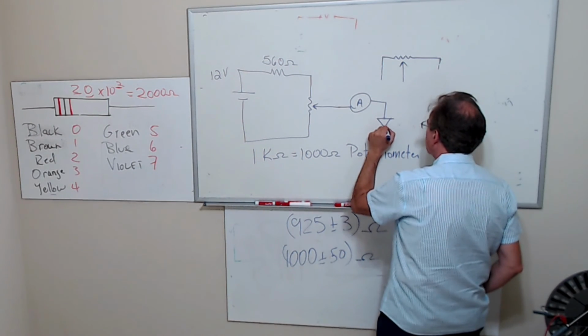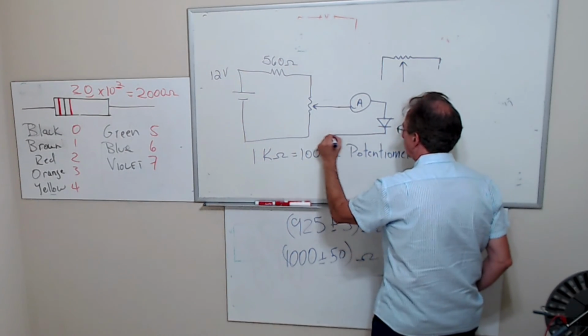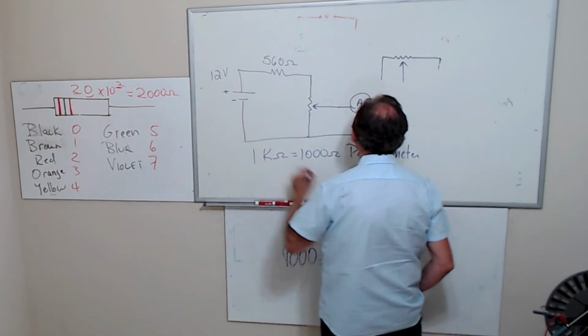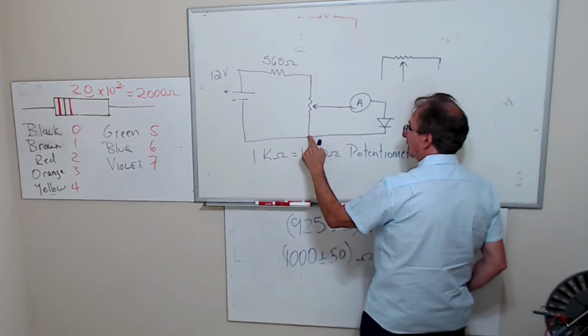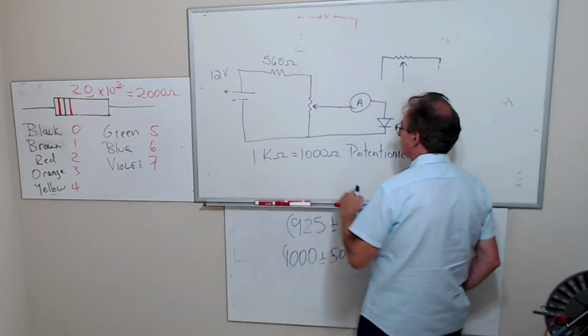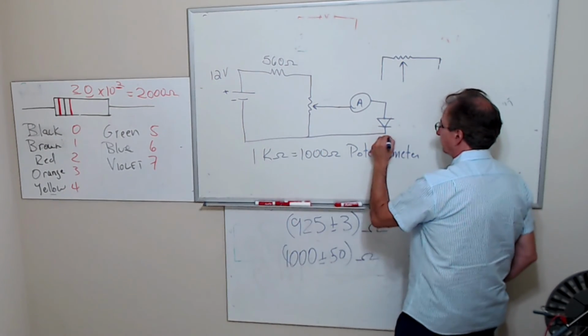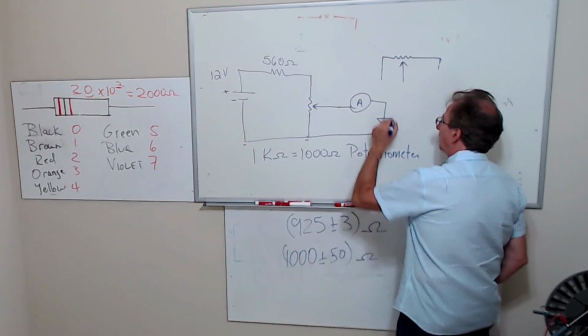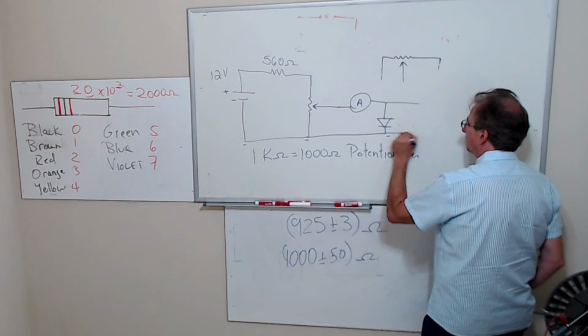And I'll say what a diode does just briefly. And this goes to the negative side. So that's the negative side, that's the negative side. Okay? And then we use a voltmeter to measure voltage.